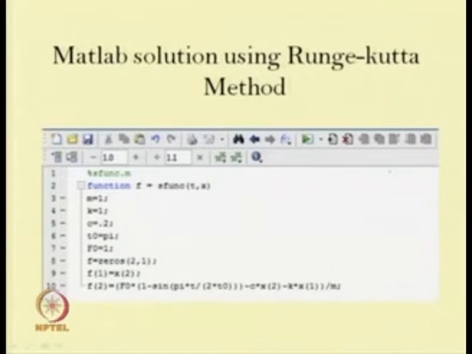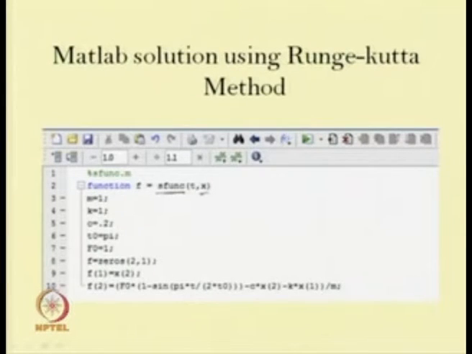solution of a single degree of freedom system without the nonlinear term. This is the function file. In this function file one has to write this function: f equal to, and the file name one can put as s func. Here the input is t and x, where x gives the initial input. Let us take m equal to 1, k equal to 1, c equal to 0.2, t 0 equal to pi and f 0 equal to 1.